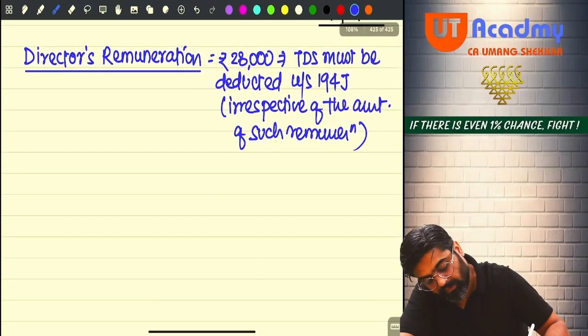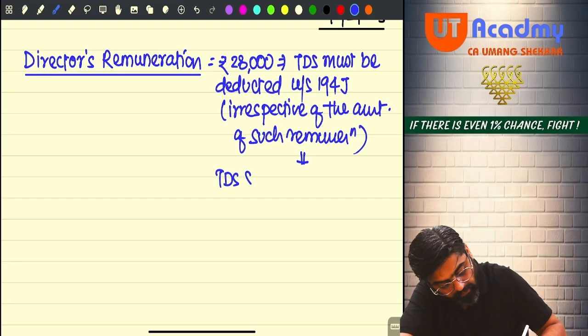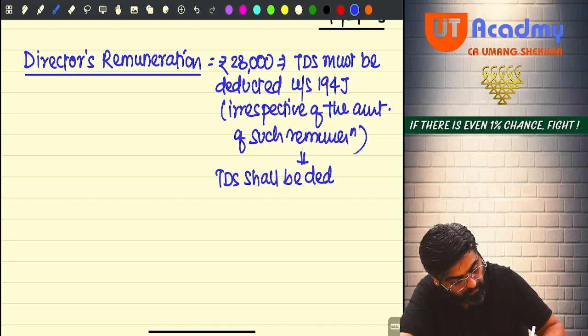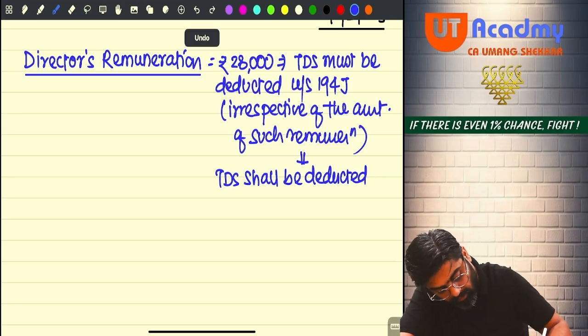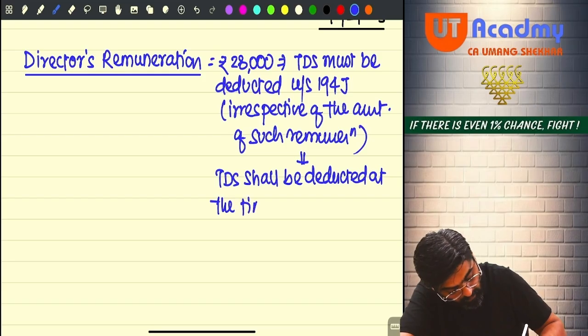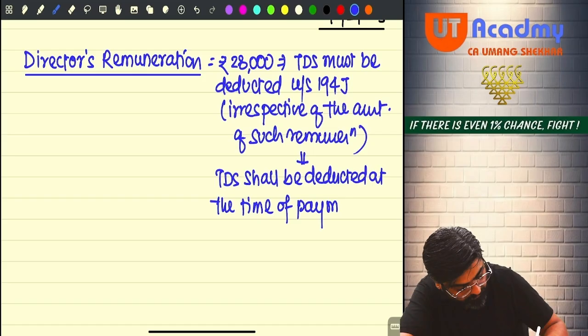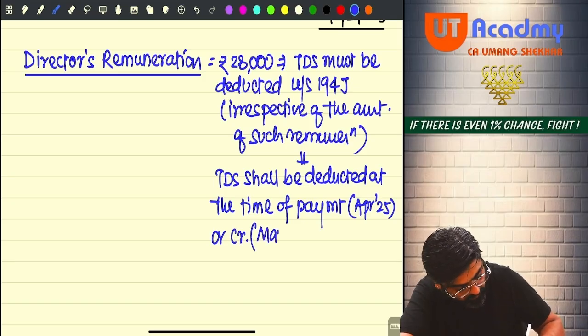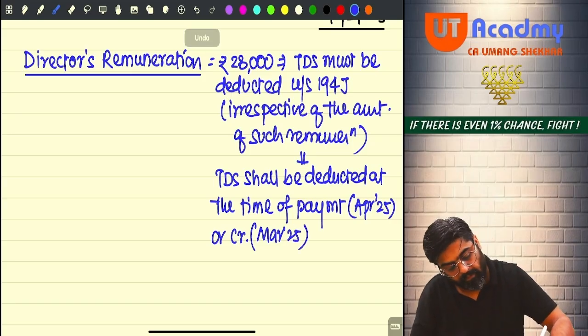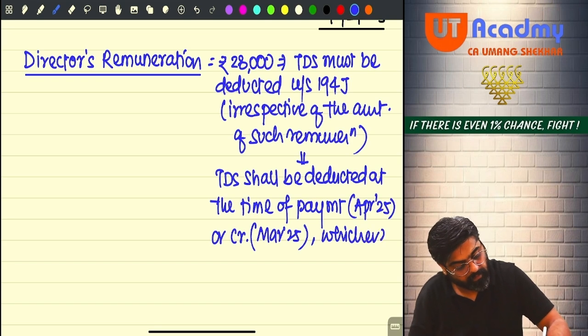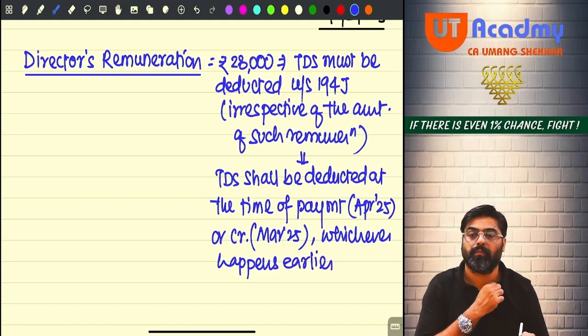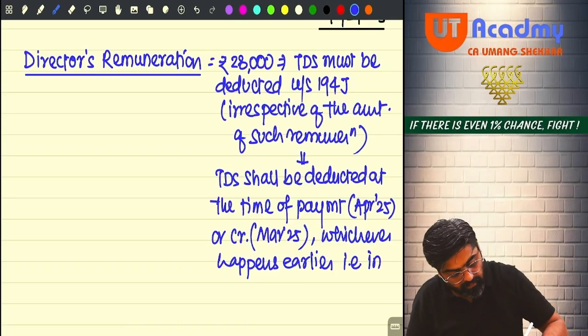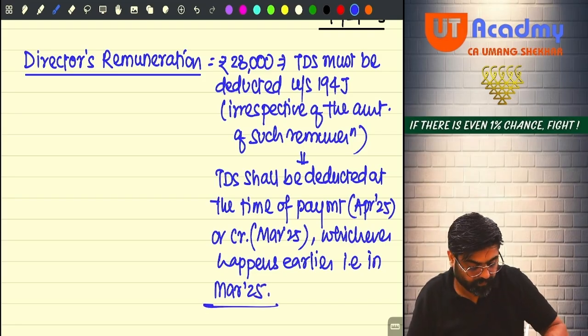So that TDS shall be deducted at the time of payment, meaning April 25, or credit, meaning March 25, whichever happens earlier, that is in March 25. Sure, no, sir?